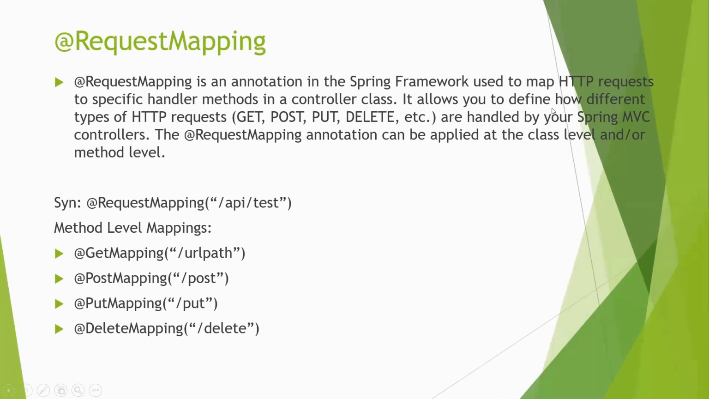It allows you to define how different types of HTTP requests are handled. We have different types of HTTP requests, guys. Among those, the most widely used are GET, POST, PUT, DELETE, PATCH. These are the widely used HTTP request methods, handled by the Spring MVC controller. The @RequestMapping annotation can be applied at the class level and also at the method level.